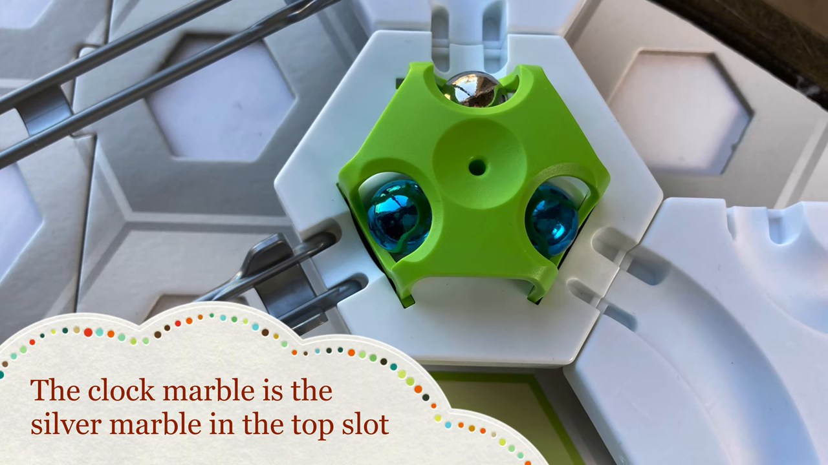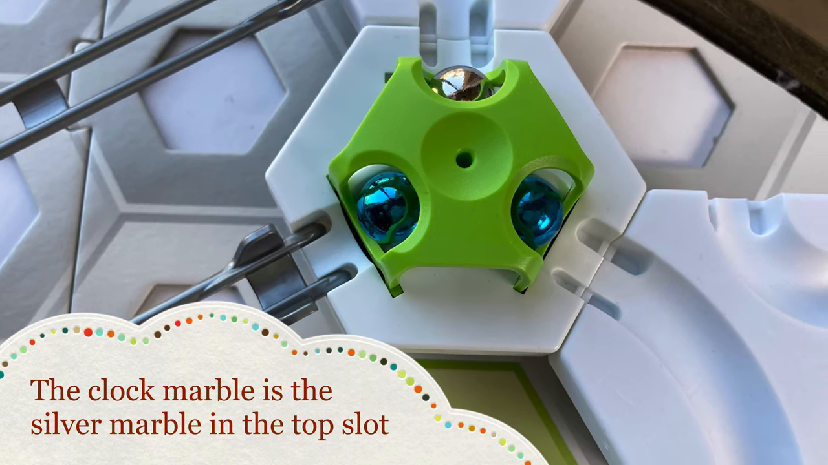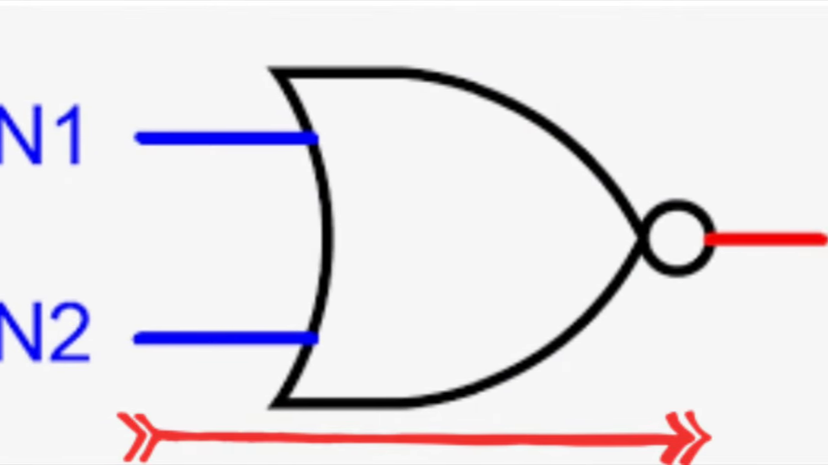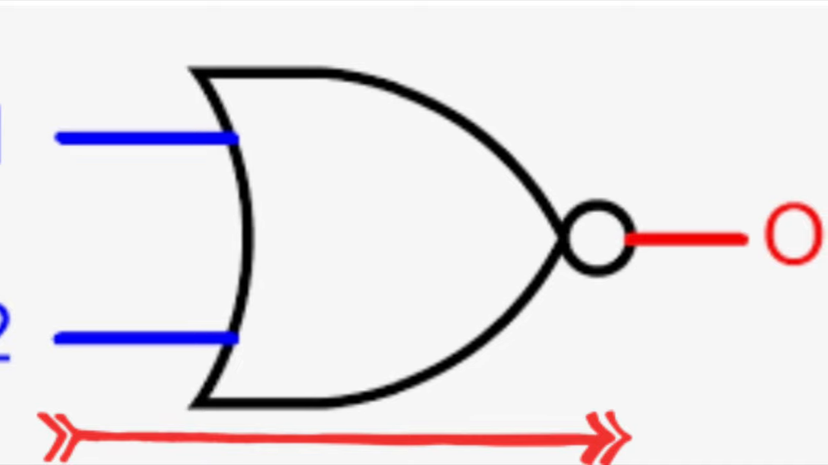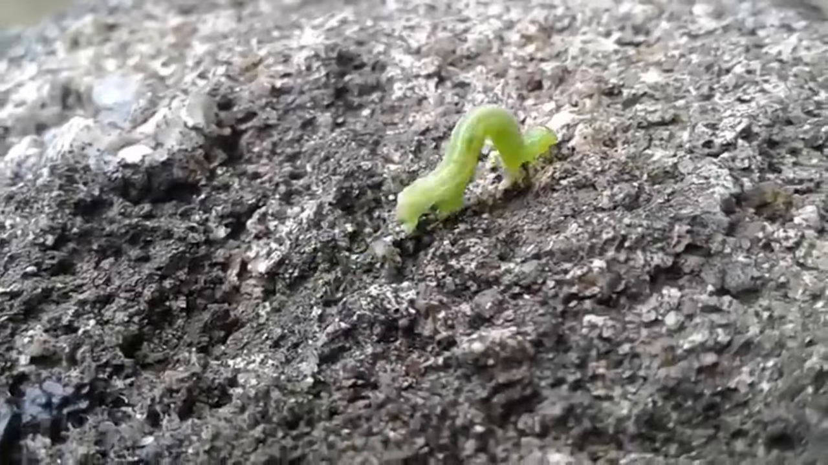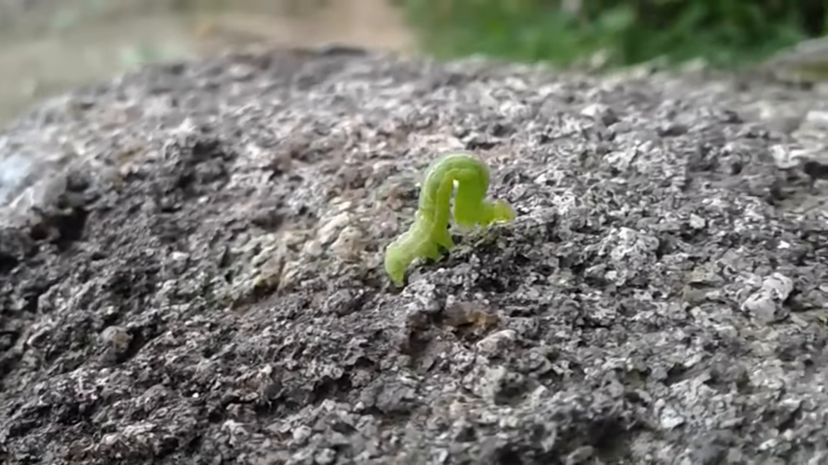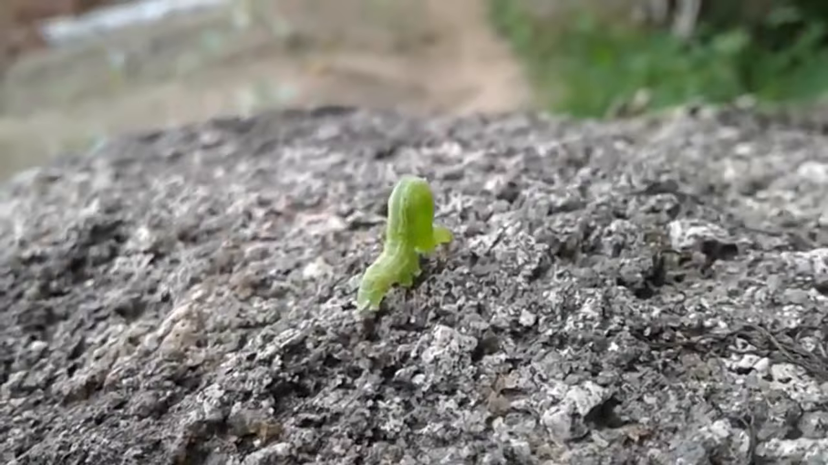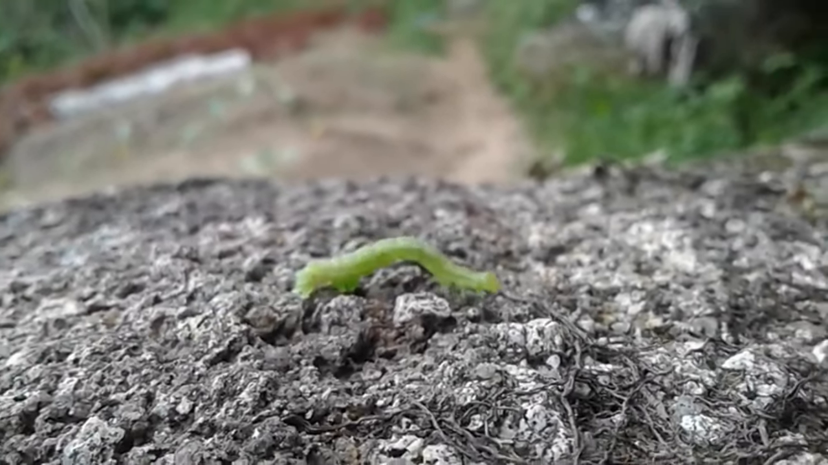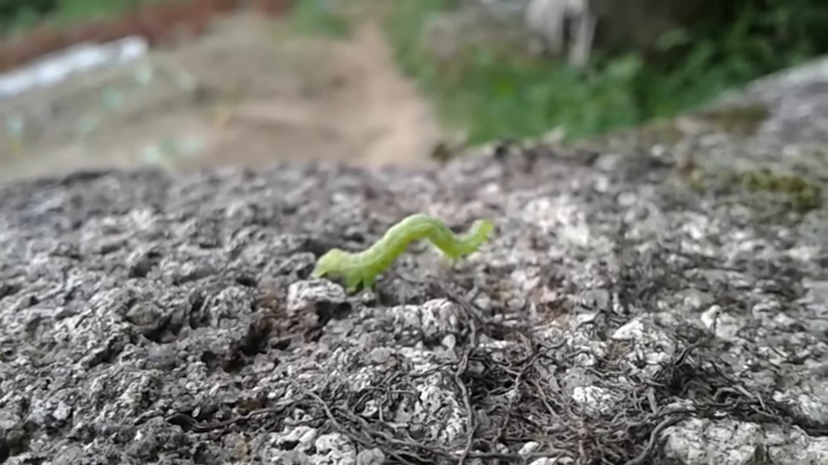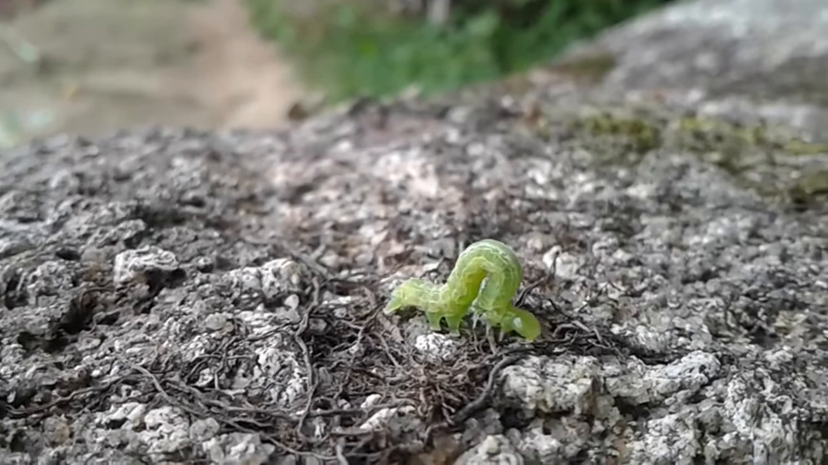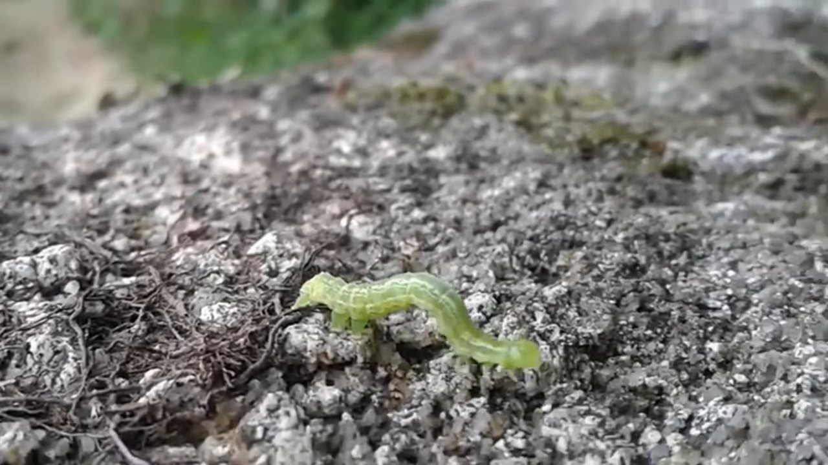I'm calling it a clock marble because in real computers and other electronics, an electric clock signal is what makes the input signals move through the logic gates from input to output. It's kind of like an inchworm that moves forward one step by scrunching up and then stretching out. A clock signal in a computer moves the circuit forward by scrunching up to 1 and then stretching out to 0. It does this over and over. This up and down clock signal controls when the next set of inputs is fed to the logic circuit.